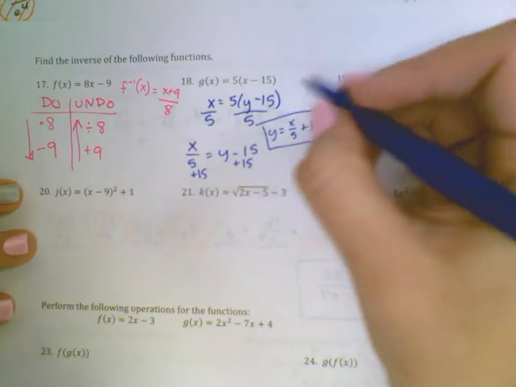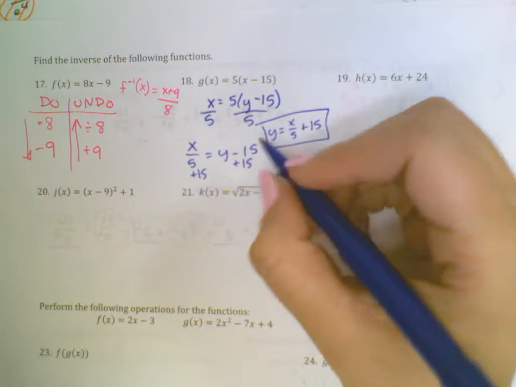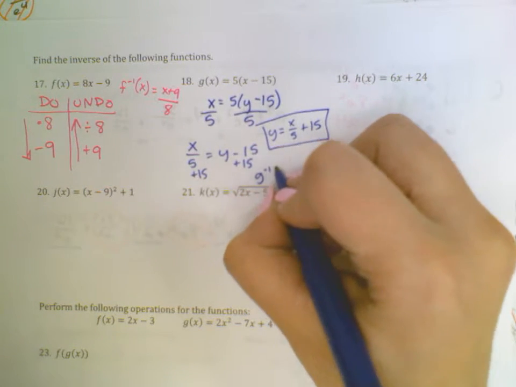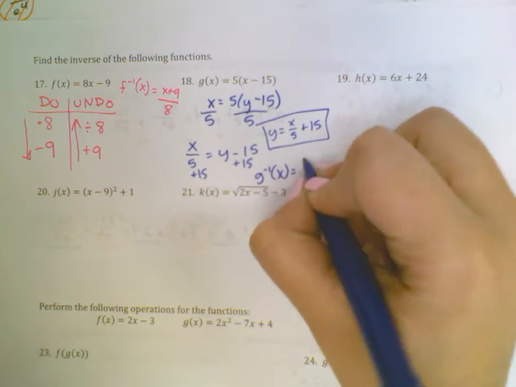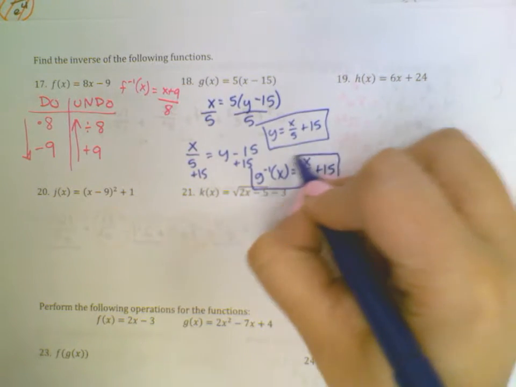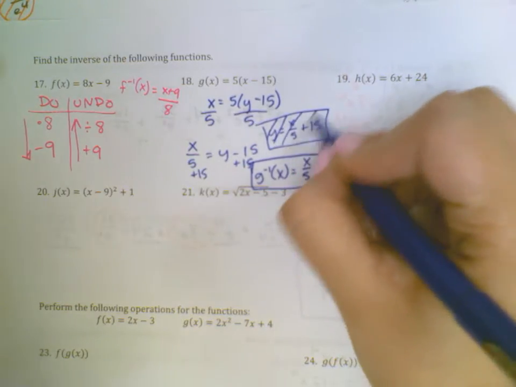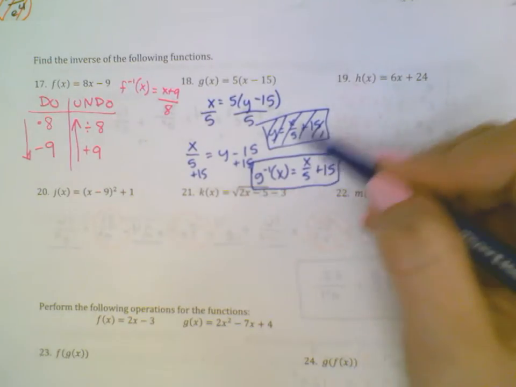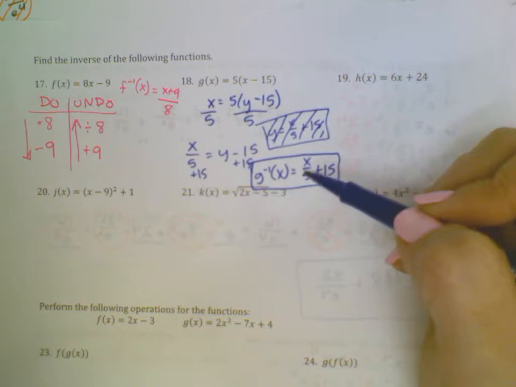If we want to keep it, it needs to say the inverse of g of x is equal to x over 5 plus 15. So that one will really be your final answer there. This is how you would get there, but then your final answer needs to have that inverse.